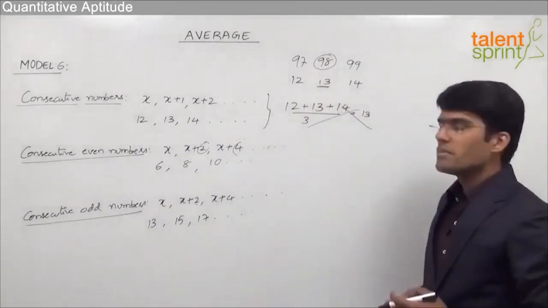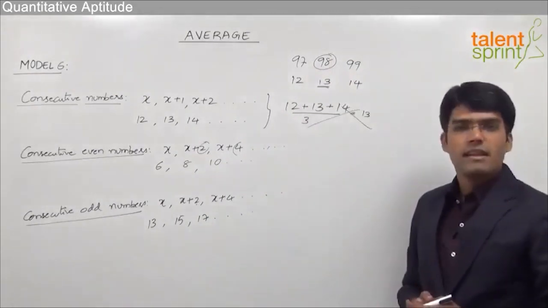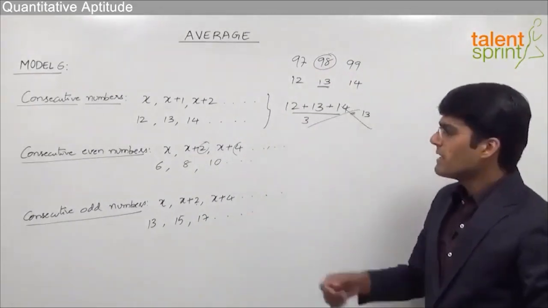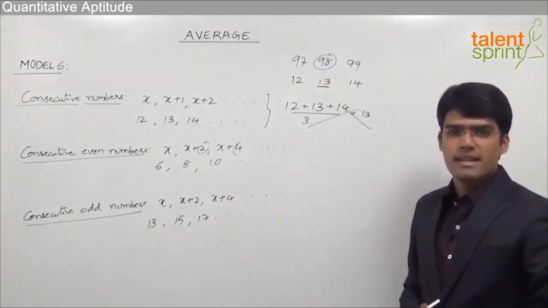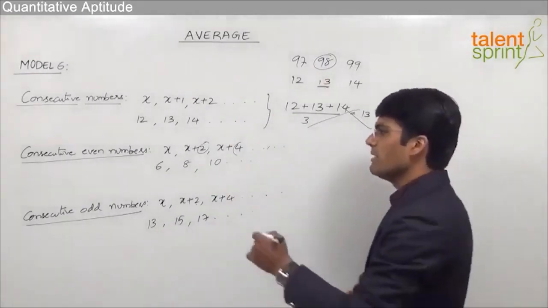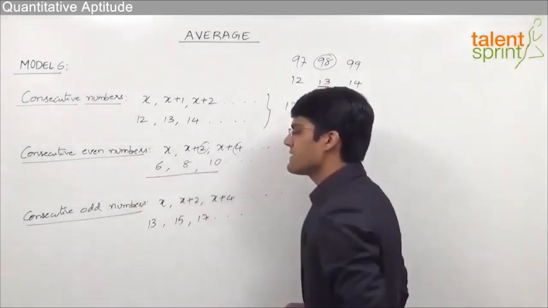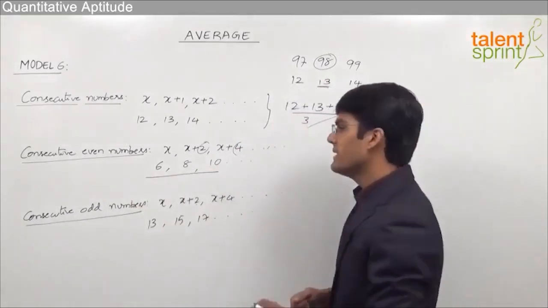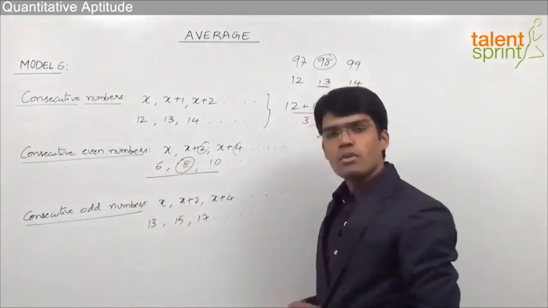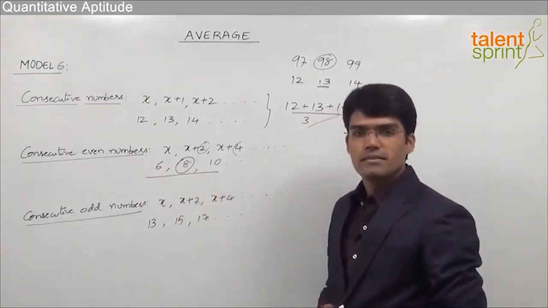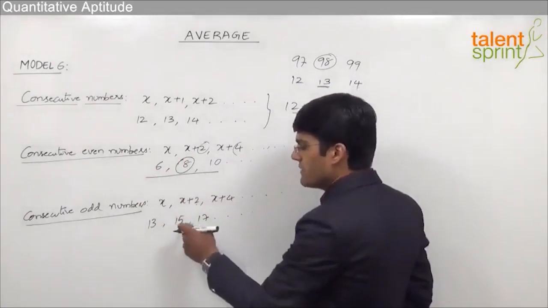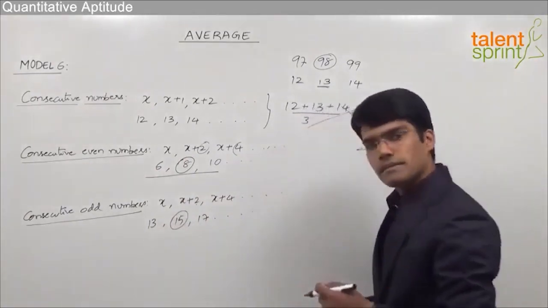So for consecutive numbers, always the average can be taken as the middle number. Similarly, in case of consecutive even and consecutive odd numbers, the average can be taken as the middle number. For example, if we have to find out the average of 6, 8 and 10, I can directly say that the average will be equal to 8 because that is the middle number out of the given consecutive even numbers. And the average for 13, 15 and 17 should be 15.